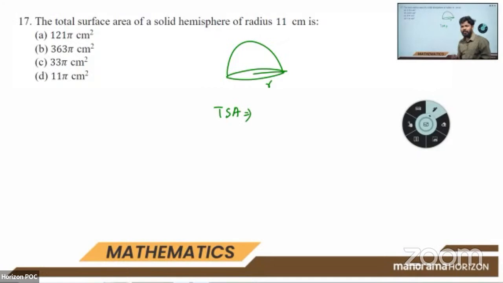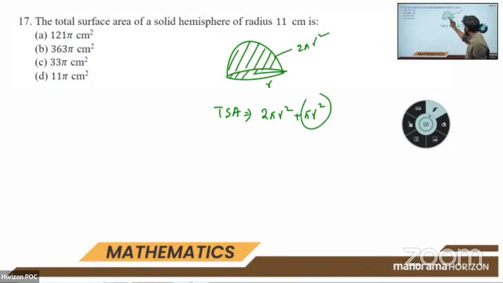You know that the TSA of a hemisphere is nothing but 2 pi r square plus pi r square. What is this 2 pi r square plus pi r square? 2 pi r square is nothing but the curved area. Now what is this pi r square? The circular face has an area, so that is pi r square. So you have 2 pi r square and pi r square. That gives us a combined total surface area of 3 pi r square. Okay.